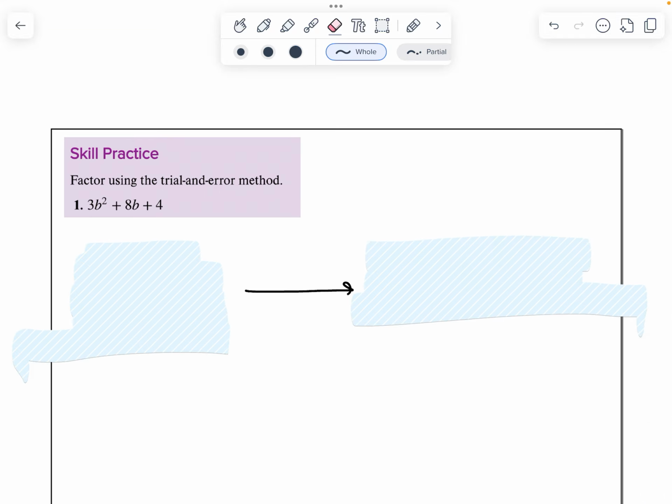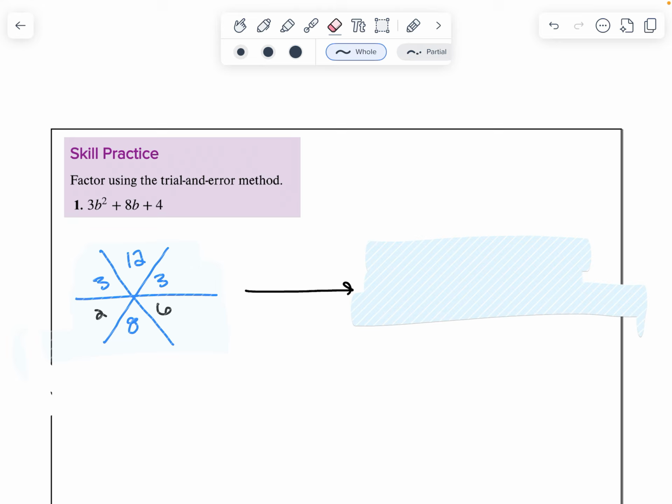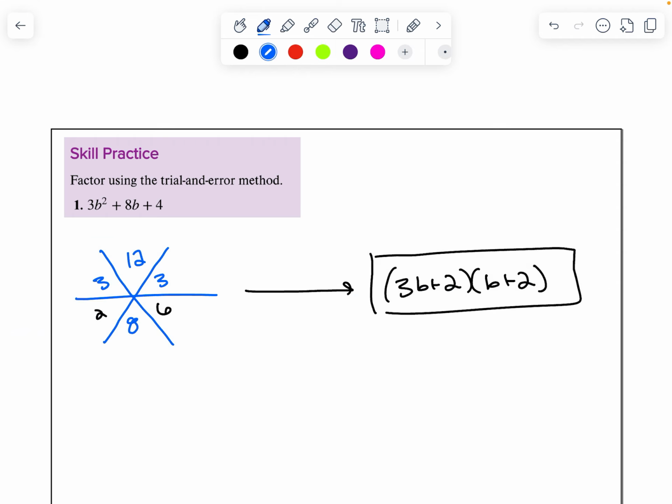All right, take a second, pause the video, and try this one on your own. This is what my star method looked like. Notice the left side will not simplify, but the right side will. And so those are what my two factors look like when the right side simplifies to 1 over 2.